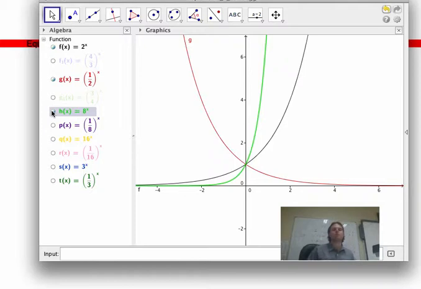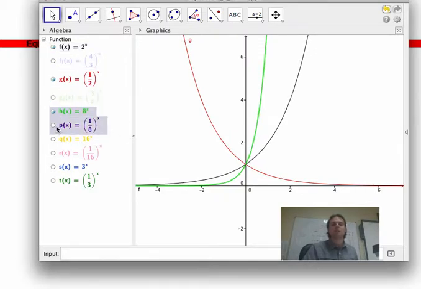Let's see what happens if I change it even more. Let's try 8 to the power of x. So my b is changed to 8. In the first one, b was 1 over 2. Here, b is 2. Here, b is 8. How is 8 different from 2? What do the graphs look like?